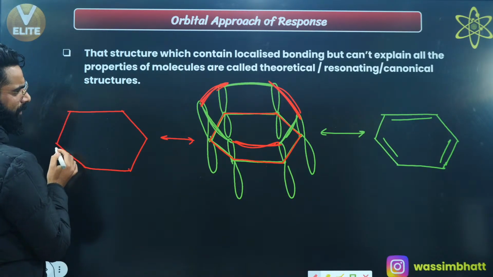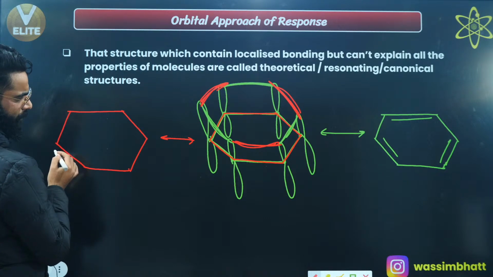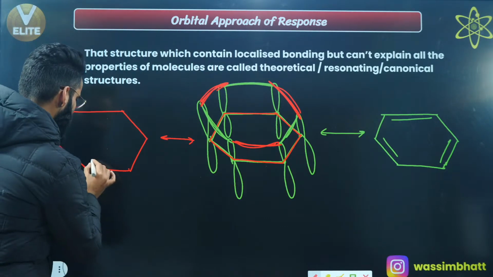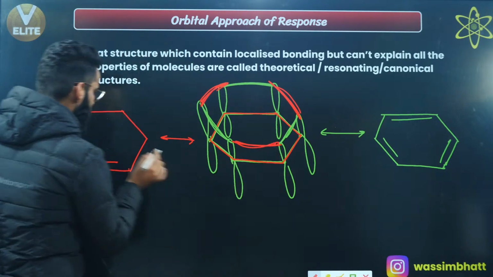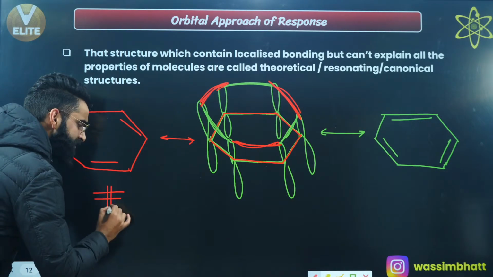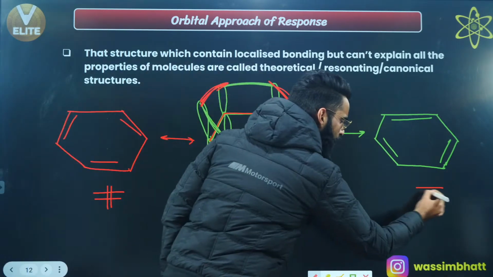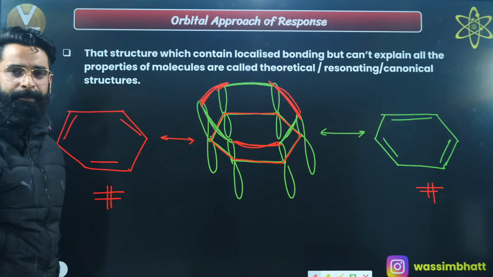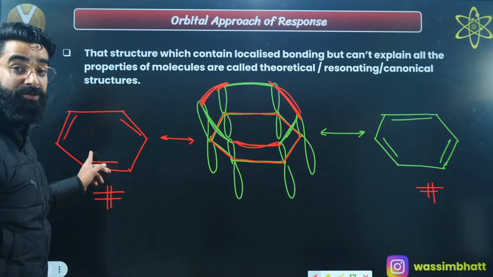That's going to be, what did I do? Just a second. A double bond here and a double bond here. This is one more proposed structure of benzene. But let me tell you, this is not the actual structure of benzene.